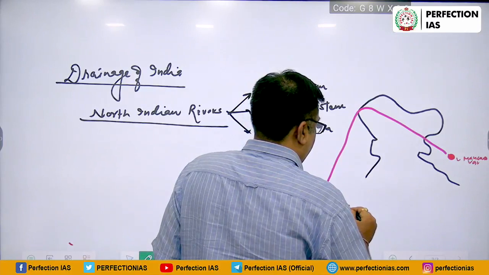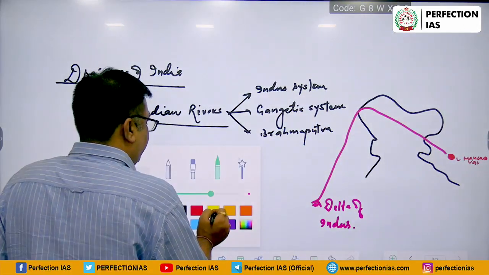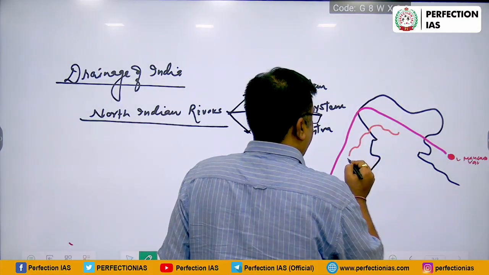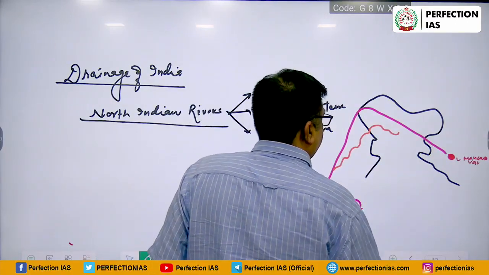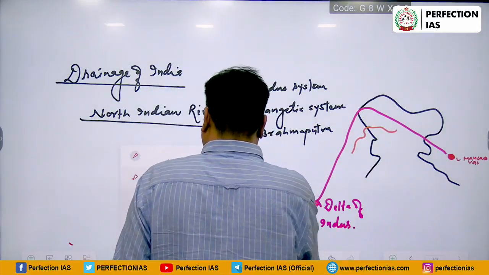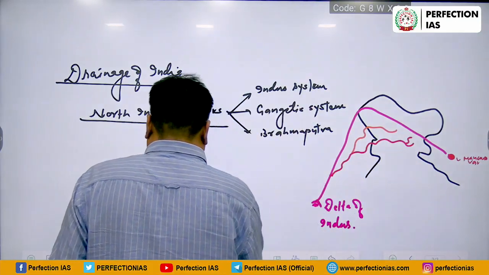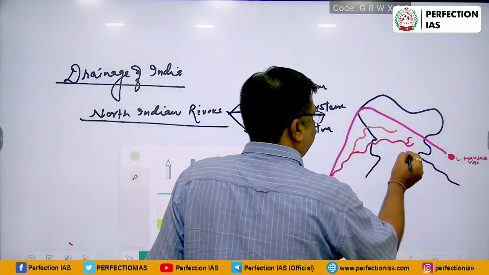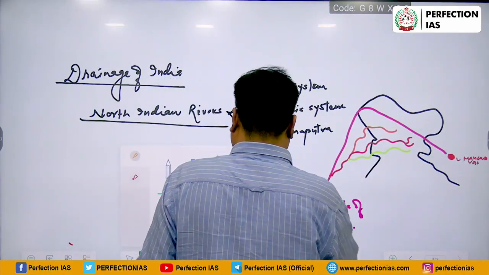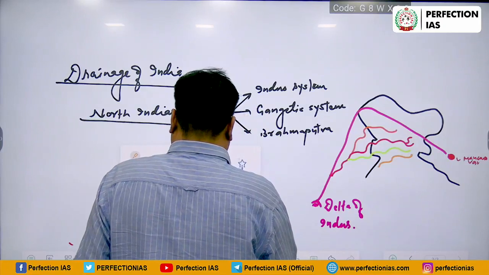This is the delta of Indus. And then a number of rivers are joining it, like the Jhelum river, thereafter the Chenab river, Ravi, Beas, and the Satluj river.